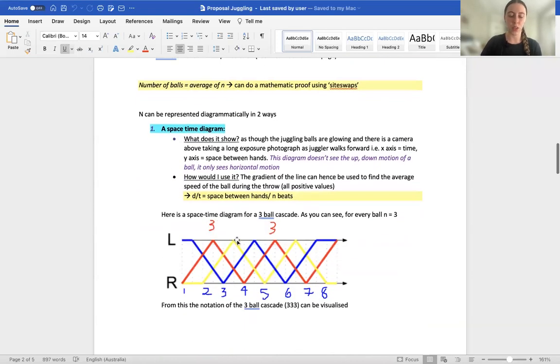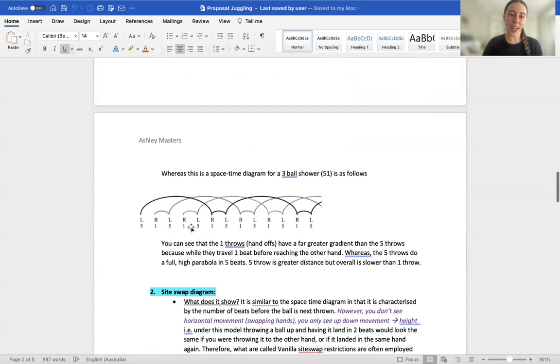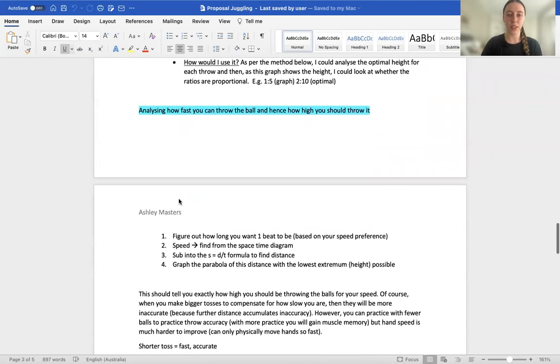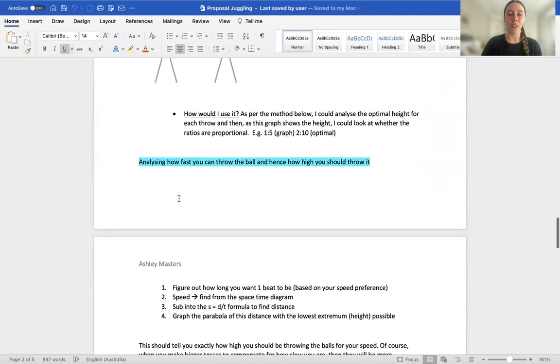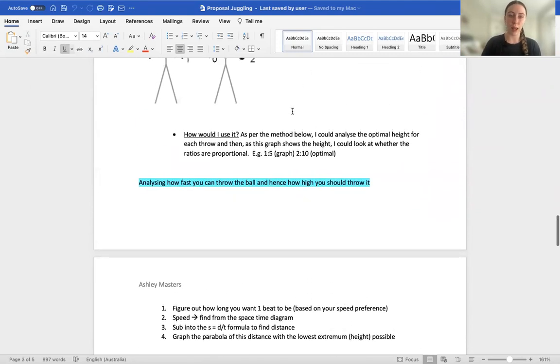And there's all this stuff to do with the gradient of the space-time diagram, and the space between your hands, and the distance here and the height of it. And so I thought, oh, wow, this is really great. I can think about it from the perspective of me improving my juggling, and therefore using these diagrams to analyze how fast you can throw the ball, and hence how high you should throw it.